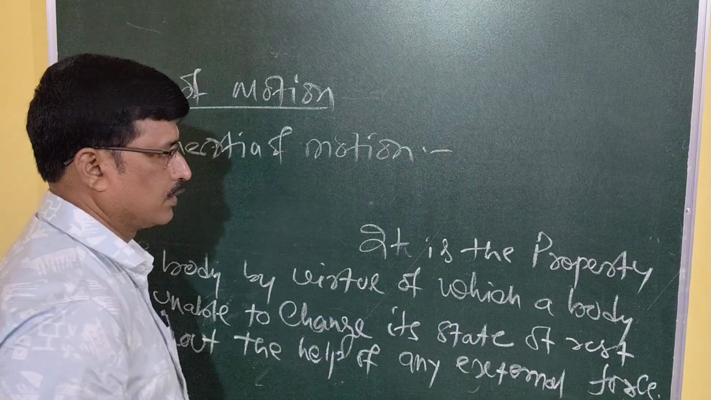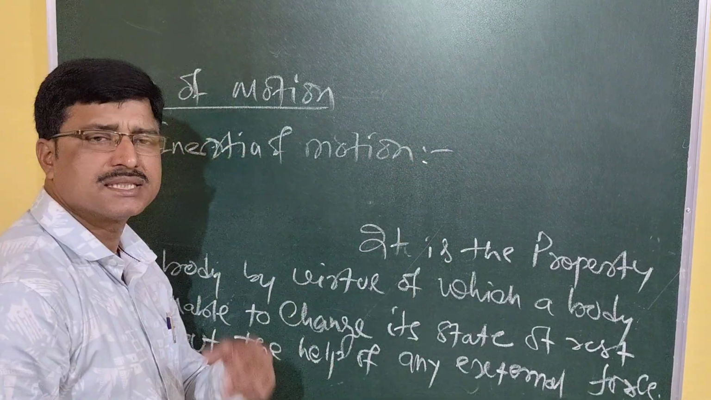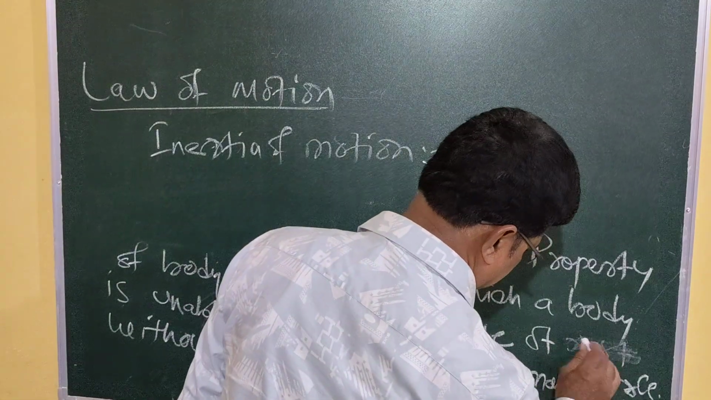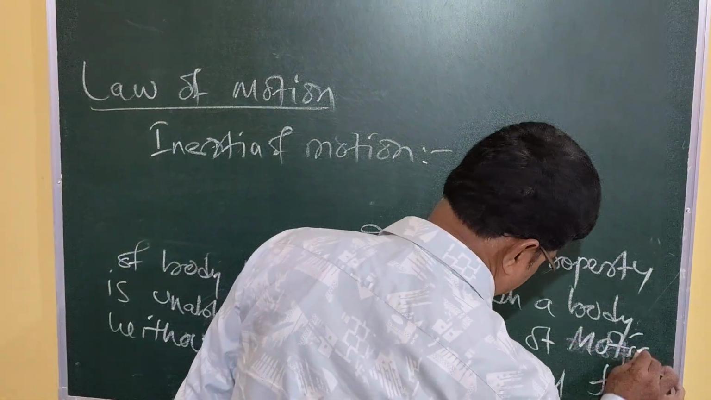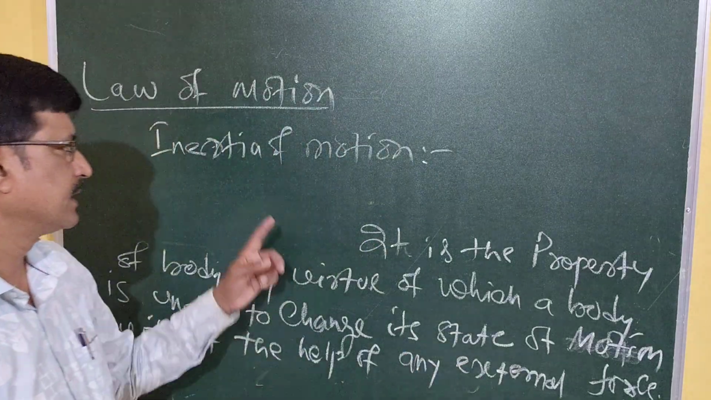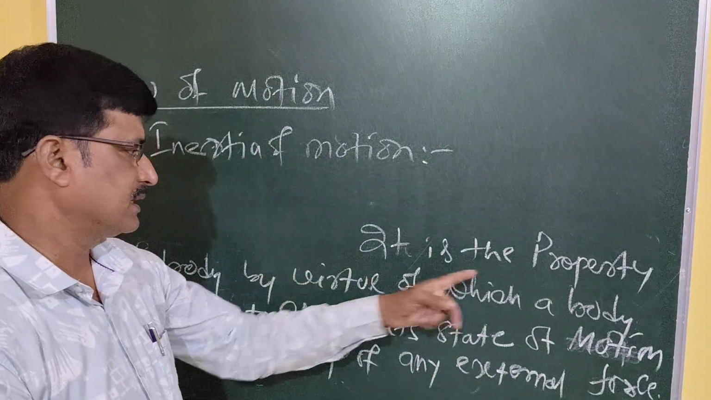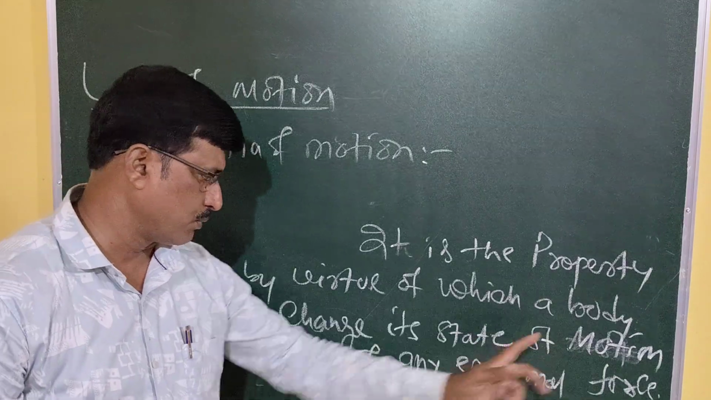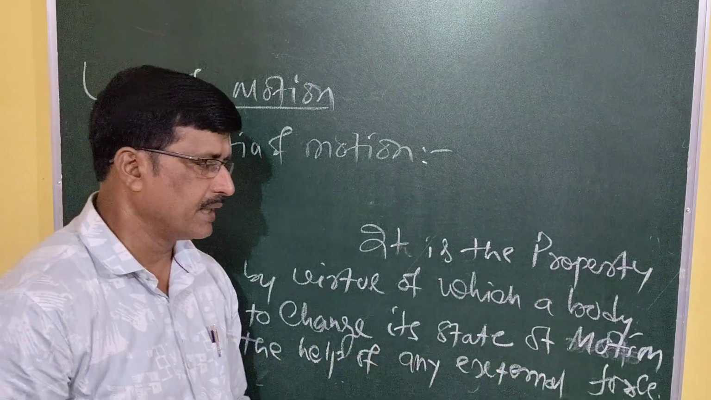Inertia of motion. What is inertia of motion? It is the same property, we have just changed rest to motion, which makes it easier to remember. It is the property of a body by virtue of which a body is unable to change its state of motion without the help of any external force.